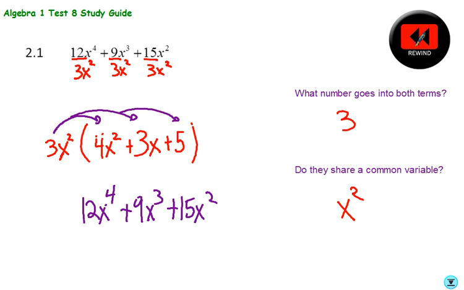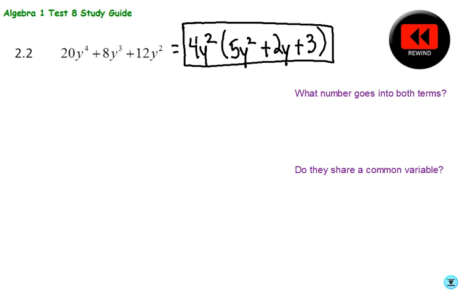All right, so go ahead and pause now and try number 2, 2 in the middle. All right, well, let's check in with you, see how you did with 2, 2 in the middle. You should have 4y squared times 5y squared plus 2y plus 3. So if you got that, great. Go ahead and pause now. Try number 2, 3 on the right side. If not, then we'll go ahead and walk through and see what happened here.